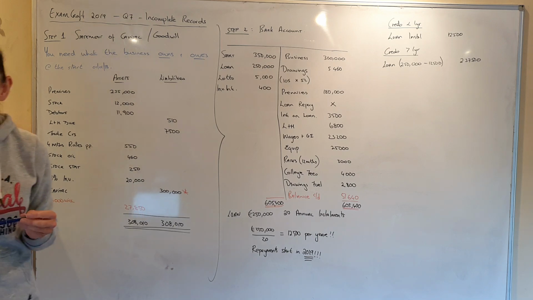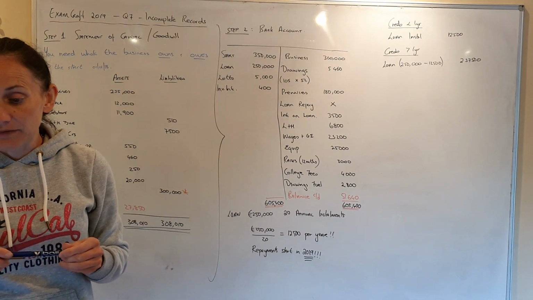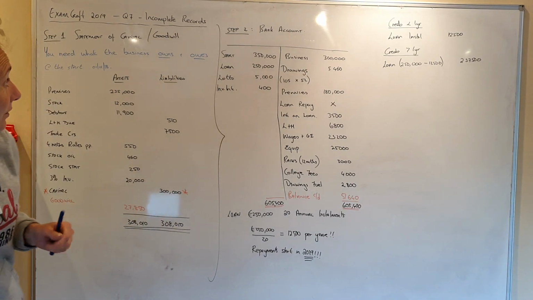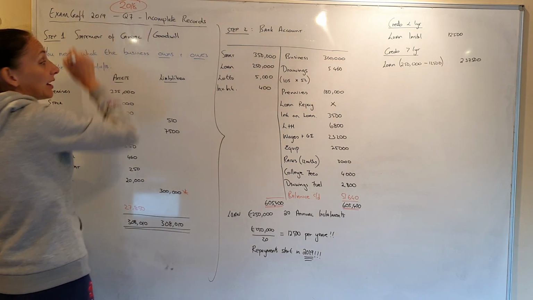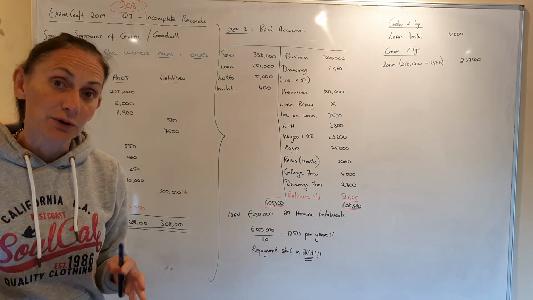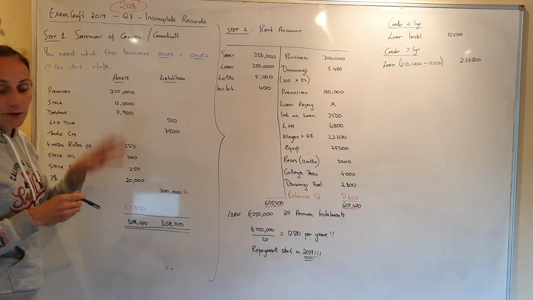Now there's one thing that I want you to be careful of. If you use your highlighter here, it said you started your business in 2018. Now it's really, really important. If I was doing this for my leaving cert, I would have that circled, because I now know that in my trading profit and loss account I only want the figures for 2018. So you start off in 2018.